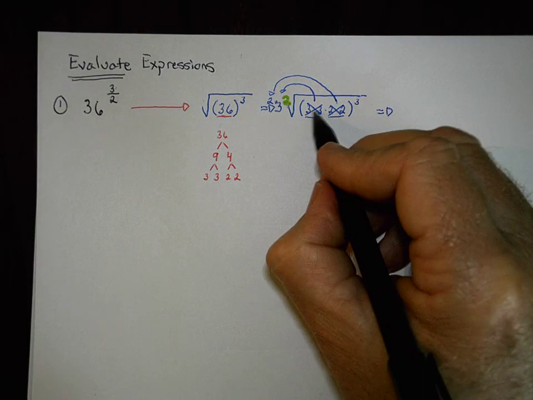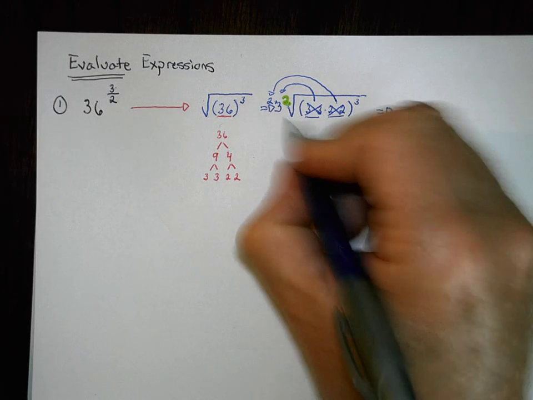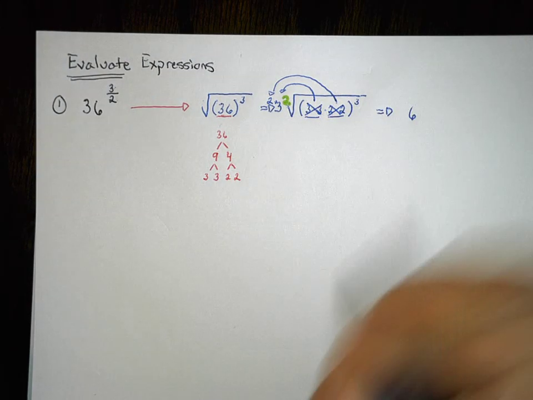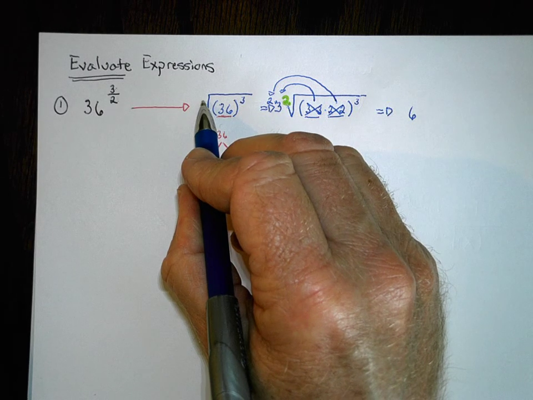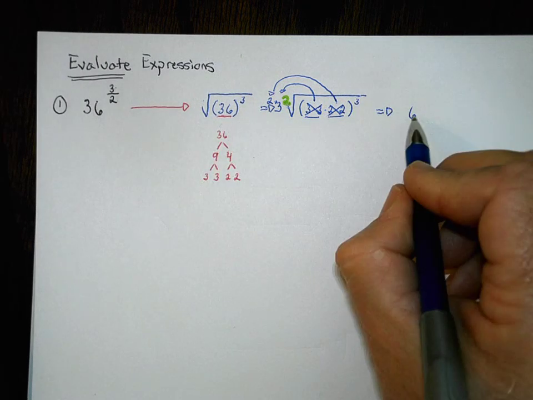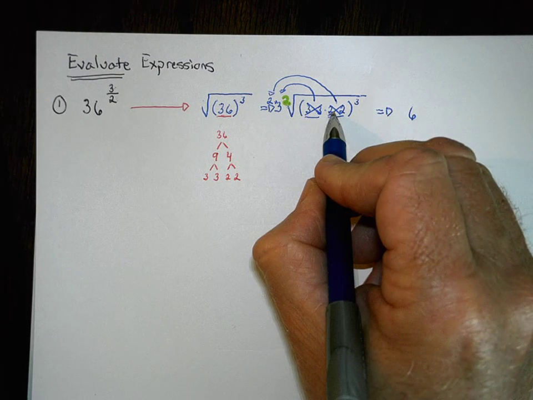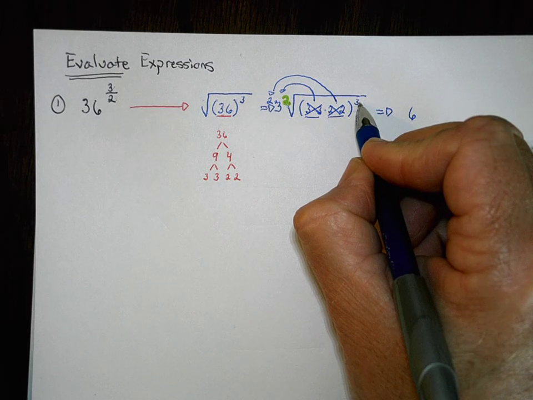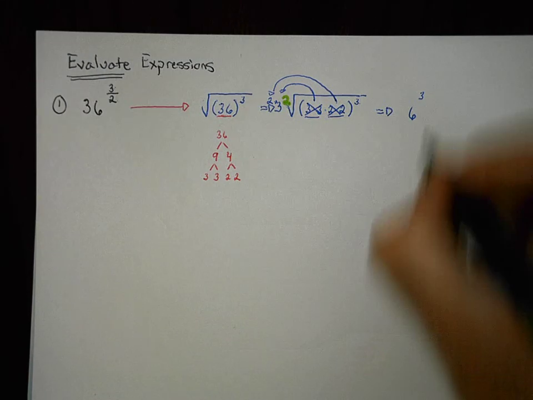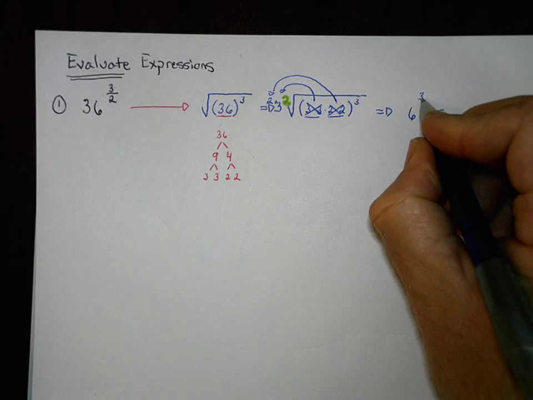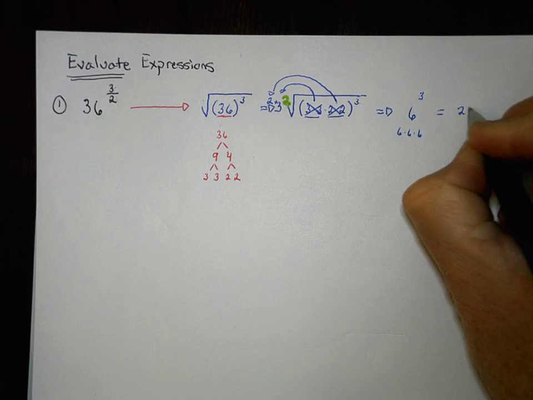Okay, so what does this mean? Well, this means that this problem becomes 6. So the square root of 36, when you have an index of 2, just becomes 6. All right, but how many sets of these do I have? I have 3 of them, so my answer would be 6 to the 3rd power. 6 times 6 times 6, that is 216.